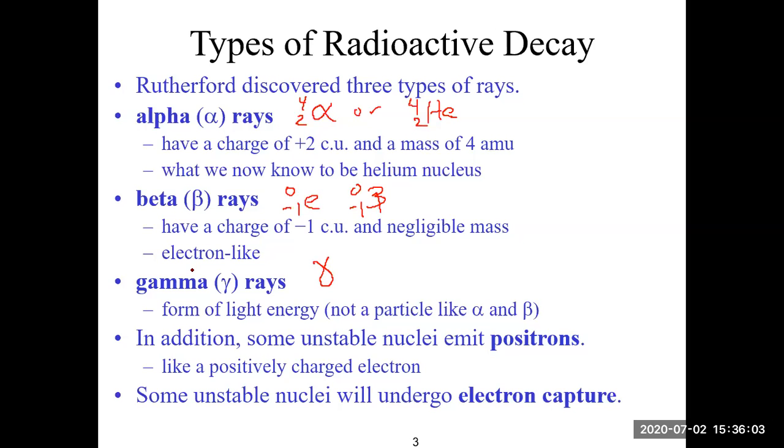Now, sometimes we also will see some other things emitted in radioactive reactions. Positrons, it's an electron with a better attitude.